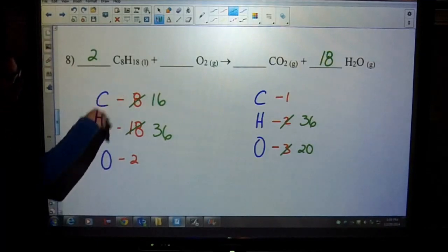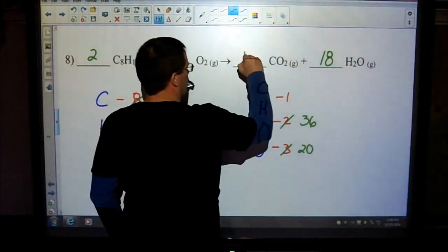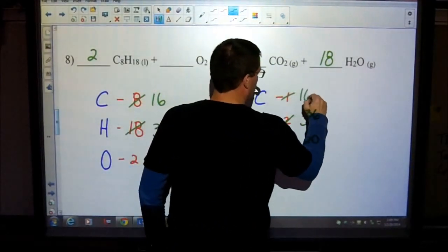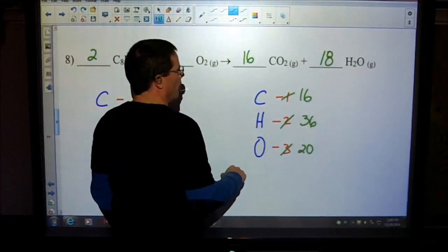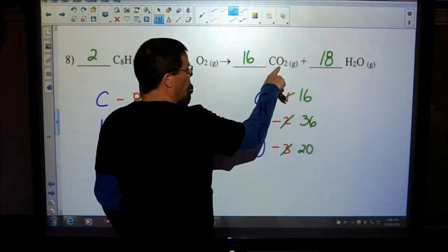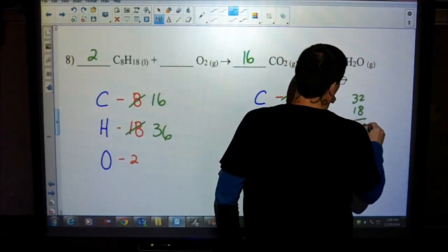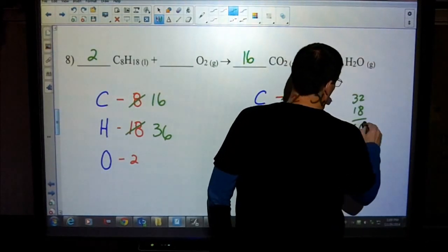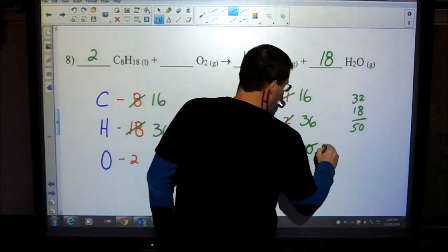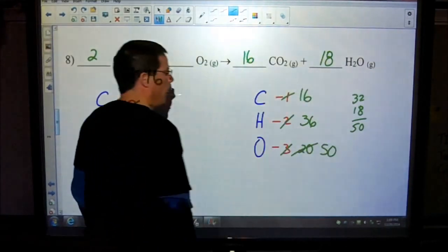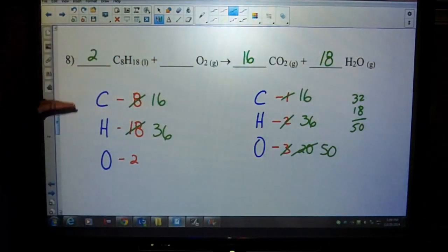So now I need to fix my carbons. 16 there. All right, so now I've got 16 times 2, which is 32 plus 18. 32 and 18, what is that? 50, good, okay. So now I've got 50 oxygen on this side. Carbon looks good, hydrogen looks good.